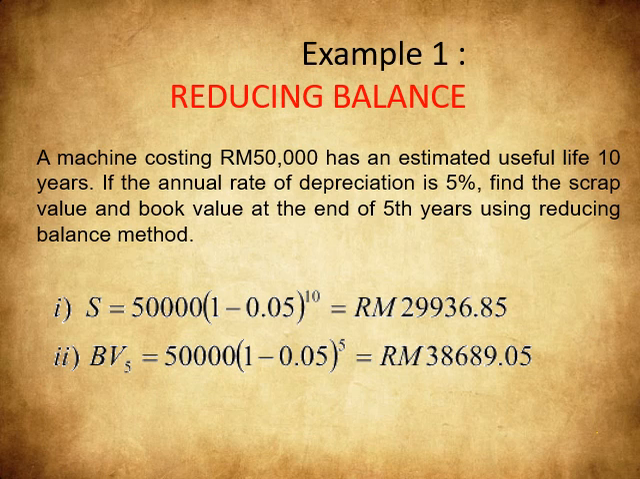Example 1. Reducing balance method. A machine costing 50,000 has an estimated useful life of 10 years. If the annual rate of depreciation is 5%, find the scrap value and the book value at the end of 5 years using the reducing balance method. So we have the words reducing balance method, and we have an annual rate of depreciation of 5%, meaning that this is a reducing balance method.